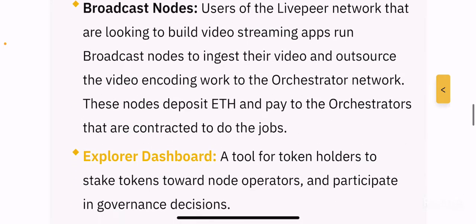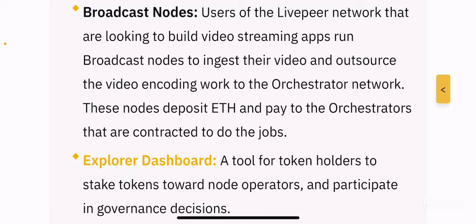And the third type of node is basically the broadcast nodes. Users of the Livepeer network that are looking to build video streaming apps run broadcast nodes to ingest their video and outsource the video encoding work to the orchestrator network. These nodes deposit ETH and pay the orchestrators that are contracted to do the jobs. Again, these broadcast nodes mainly function like people who broadcast information from one broadcasting station to another in a regular broadcasting environment.